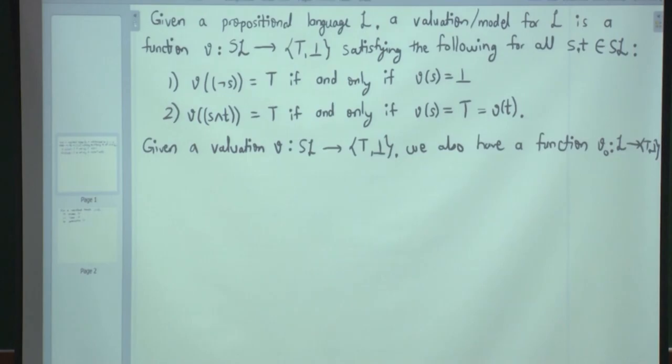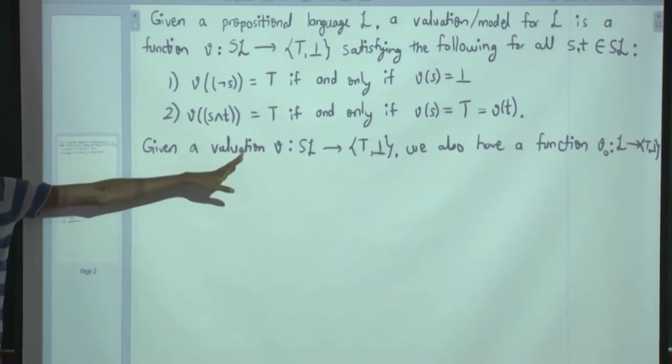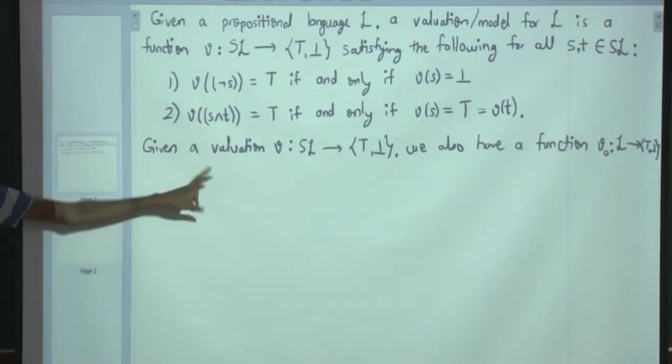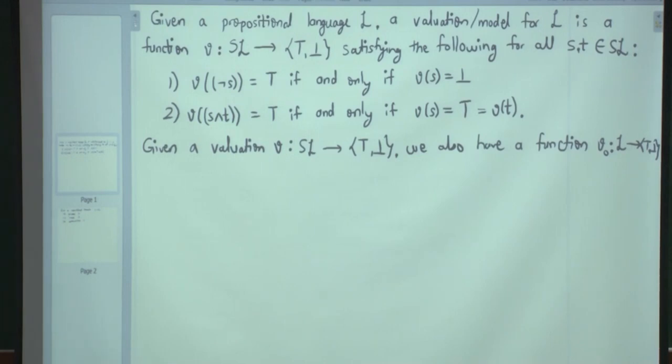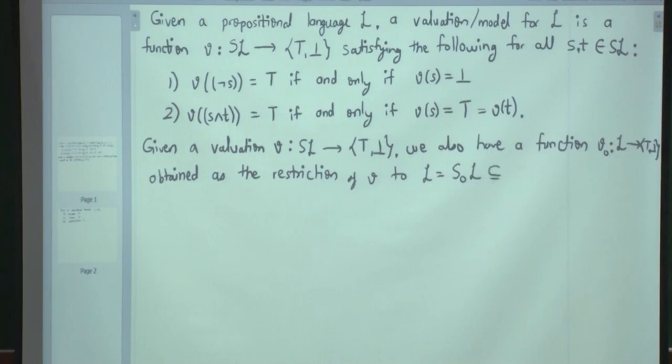Okay. So, see, the first one is a valuation. The second one is merely any function. A valuation is a function which satisfies some properties. But when we are restricting a valuation only to the language, we don't need to satisfy any properties. It's plain and simple. It's any function, obtained as the restriction of V, I mean this is V, to L equal to S0L, subset of SL, correct?